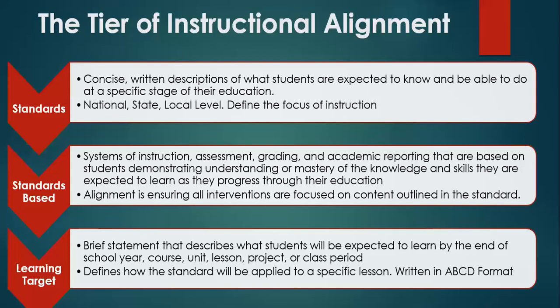The first thing that you start with is the standard, that concise written description of what a student is expected to know and do at a specific stage: 6th grade language arts, 5th grade science. These are usually of multiple levels. There are national level ones such as Common Core state standards or national standards developed by organizations in literacy, mathematics, science, etc. The state that you teach in may also have their own, as you know, and of course at the local level you may have those that are defined by your specific district. But these actually are to define the focus of your instruction.